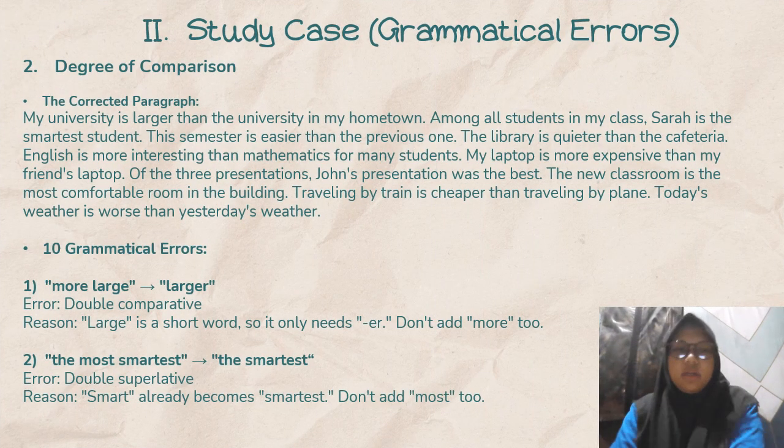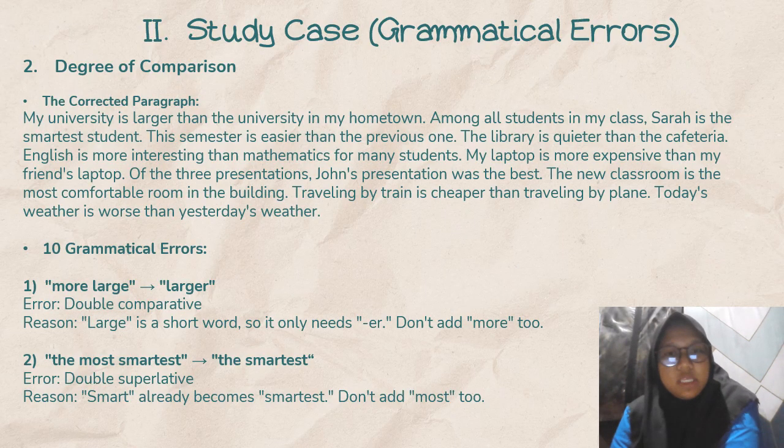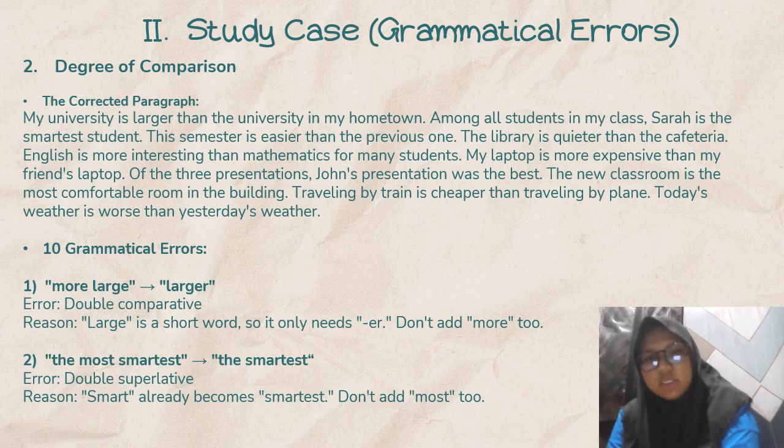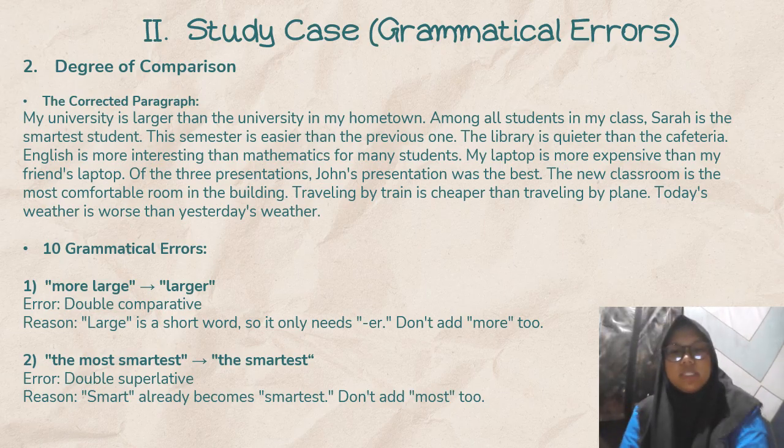So the corrected paragraph is: my university is larger than the university in my hometown. Among all students in my class, Sarah is the smartest student. This semester is easier than the previous one. The library is quieter than the cafeteria. English is more interesting than mathematics for many students.